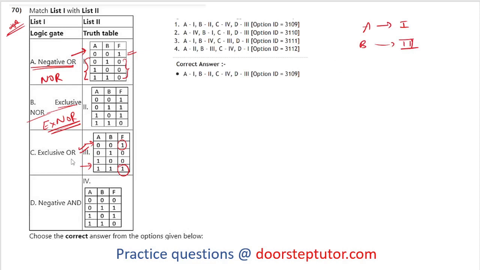C option says exclusive OR. Exclusive OR means XOR gate. And we know XOR gate means whenever inputs are different, then only output is going to be logic high. So in table number 4, you can say whenever inputs are different, 0, 1 or 1, 0, then only output is logic high. So C option is matching with the fourth option.